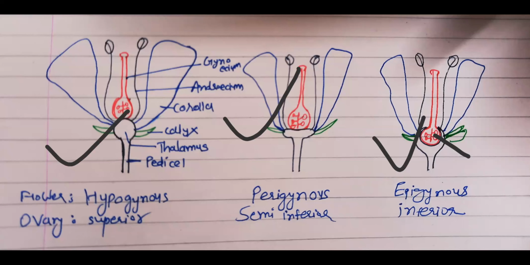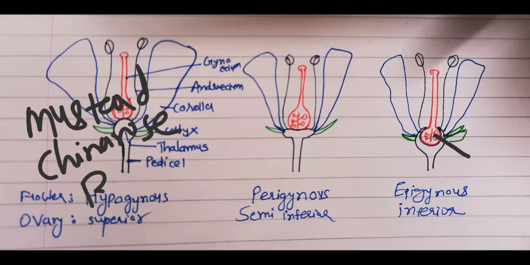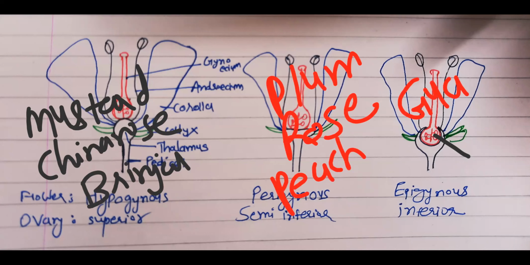Now, examples. Hypogynous: mustard, China rose, which is hibiscus, and brinjal. Then perigynous: plum, rose, and peach. Then epigynous: guava, cucumber, even the ray florets of sunflower.